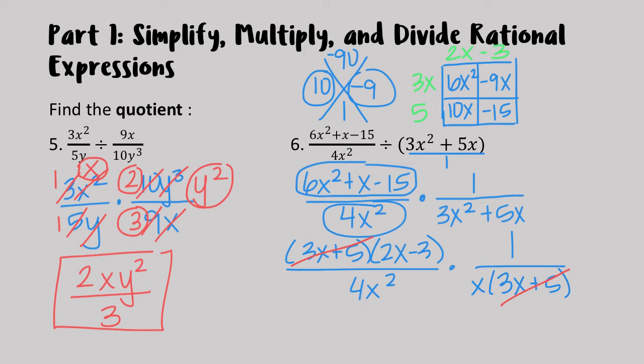And I don't see anything else. So in the numerator, I still have 2x plus 3 times 1. So just 2x plus 3. And then in the denominator, 4x squared times x. So 4x cubed.